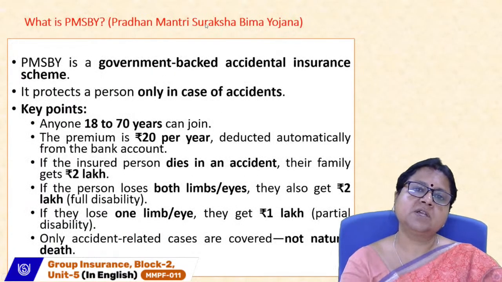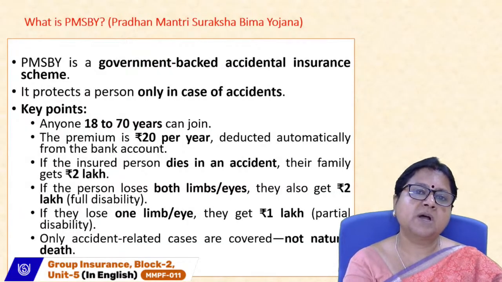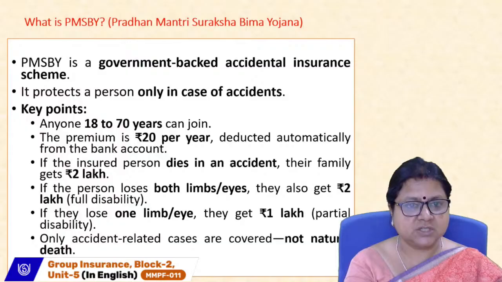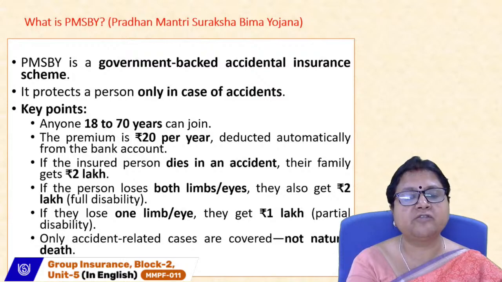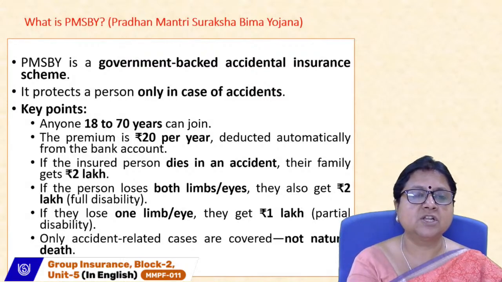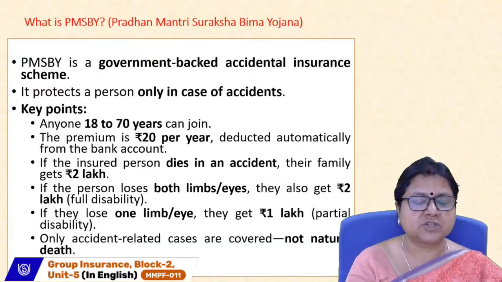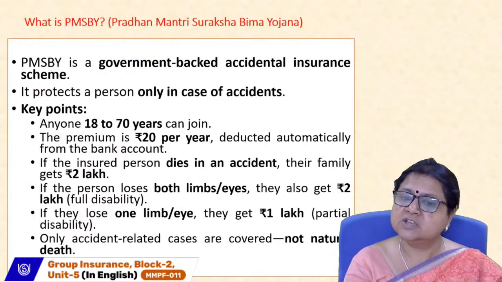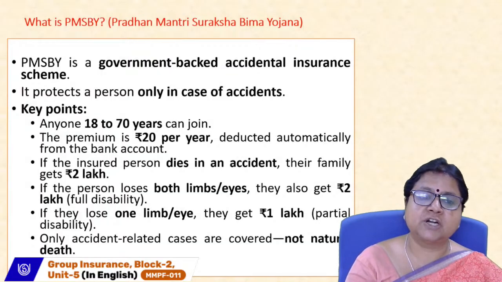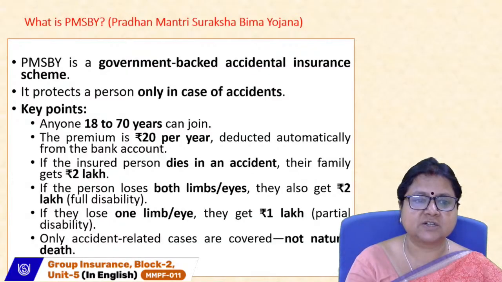So this is Pradhan Mantri Suraksha Bima Yojana. Bima, as you know, is the term for insurance. So these types of schemes have been floated by the government, where the premium amount is very less, and it mainly focuses on the upliftment of people who are in the weaker sections of society. So it is a government-backed accidental insurance scheme. It protects a person only in case of accidents, not if he has a natural death. Only in the case of accidents.